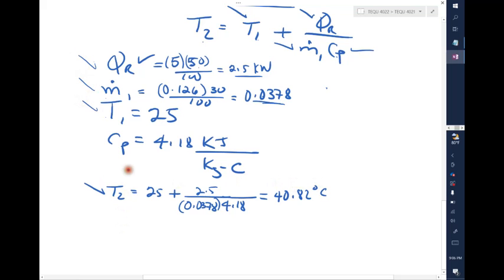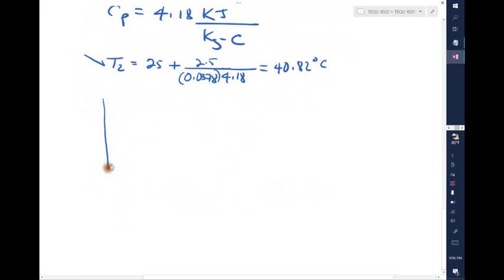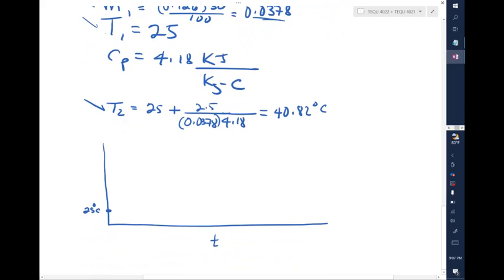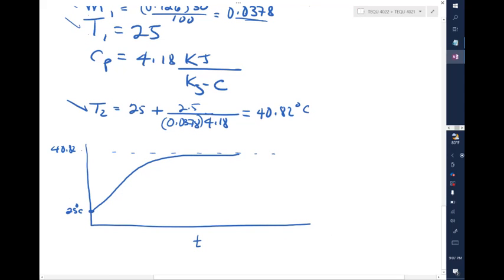You're going to reach that temperature, meaning that if you are starting a dynamic, let's say we are starting a dynamic temperature here, and our initial vessel is at 25 degrees, and at time 0 you start to adjust QR to 2.5 and the mass flow to 0.037a, this system eventually will reach 40.82. You see?